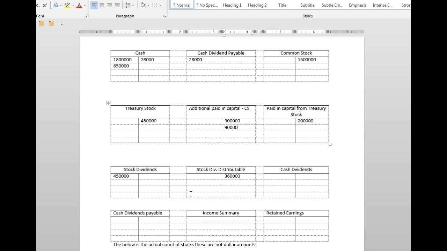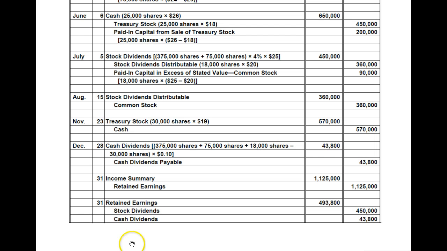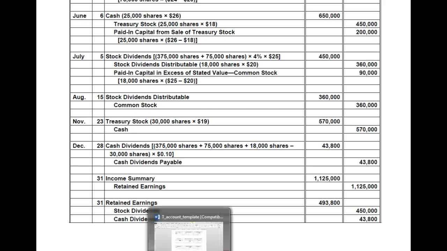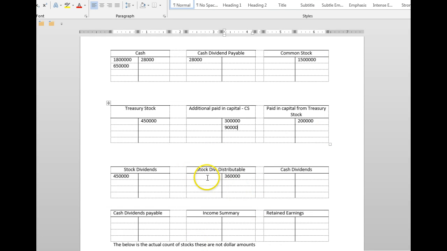So now we're down to August 15th. Let's go back to August 15th. We are going to distribute this. So we're going to have to take the dividends that are to be distributed and distribute them and put them in common stock. Again, if you go back to your T accounts, we're going to take it out of here and put it into common stock right here. And that lines that up.